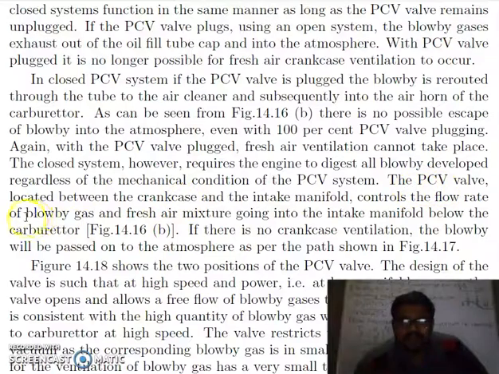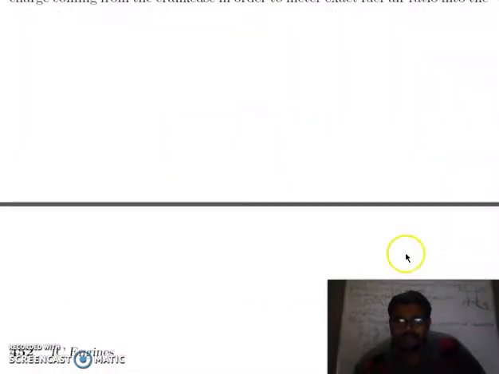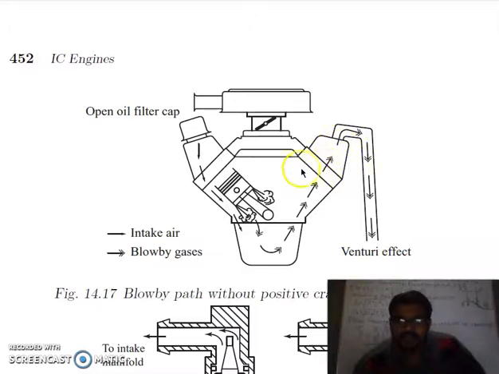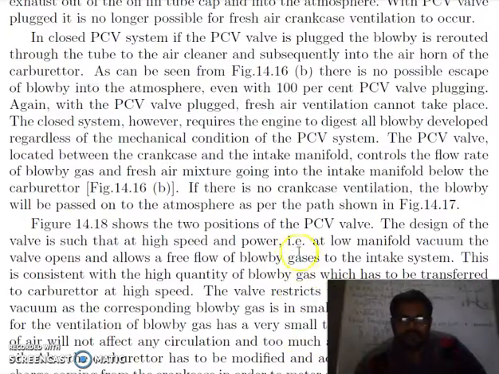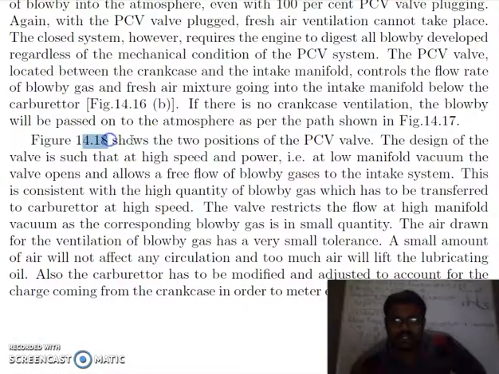So the PCV valve located between the crankcase and intake manifold controls the flow rate of blow by gas and fresh charge mixture going into the intake manifold below the carburetor. If there is no crankcase ventilation, the blow by will be passed on to the atmosphere as per the path shown in 14.17. You can say there is another method, that is, your gases can be passed directly to the environment. If the PCV valve arrangement is not here, then the gases will go directly to the atmosphere. Figure 14.18 shows the two positions of the PCV valve, positive crankcase ventilation valve.